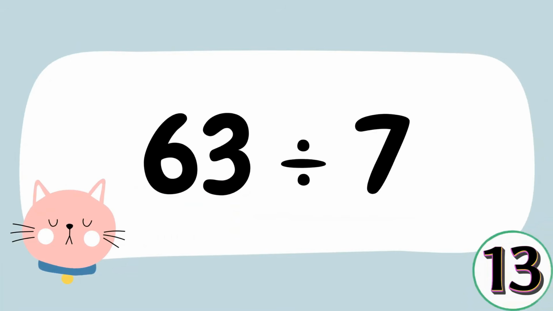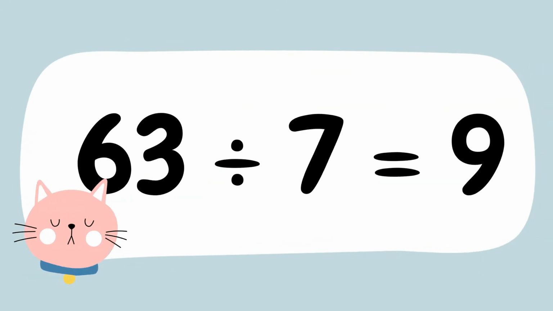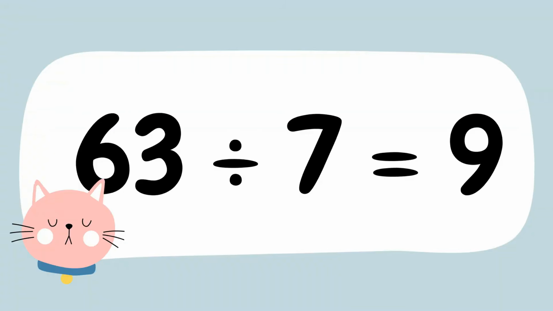What is 63 divided by 7? 63 divided by 7 is 9.